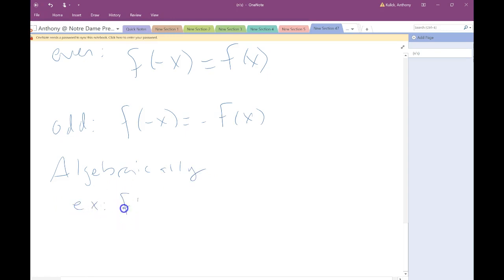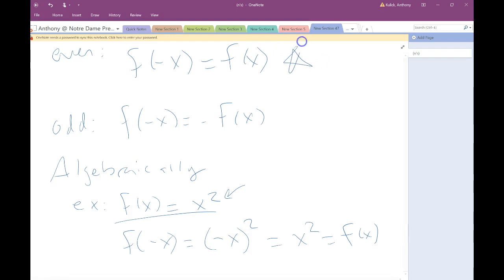So maybe we have our f of x is x squared. If I want to test whether this is even or odd, I'm just going to look at what happens with f of negative x. When I do f of negative x, that means I'm going to plug negative x in for x, right? And negative x squared is just positive x squared, because negative x times negative x is positive x squared. And this is f of x, right? That was what we started with originally. So what does this tell me? That's even.